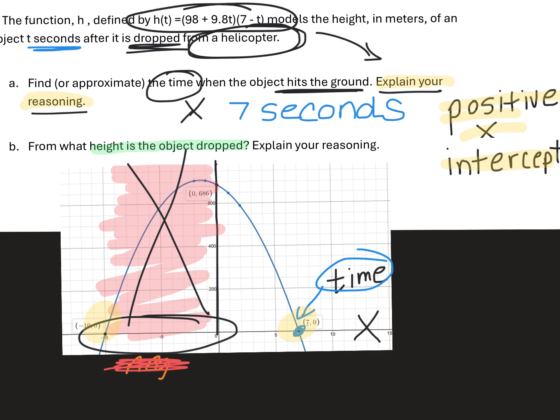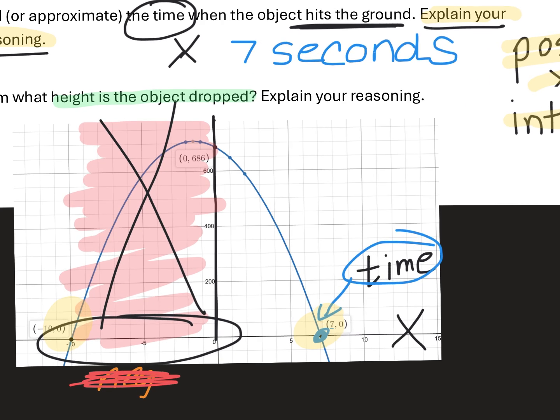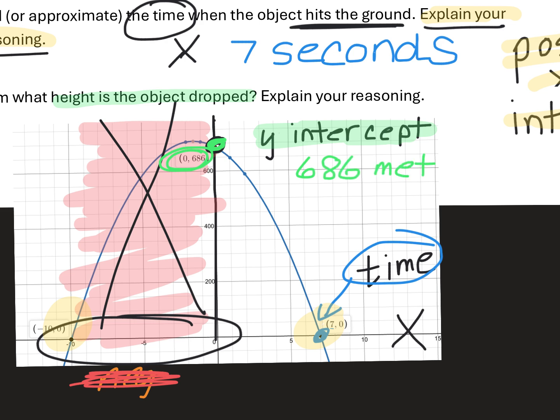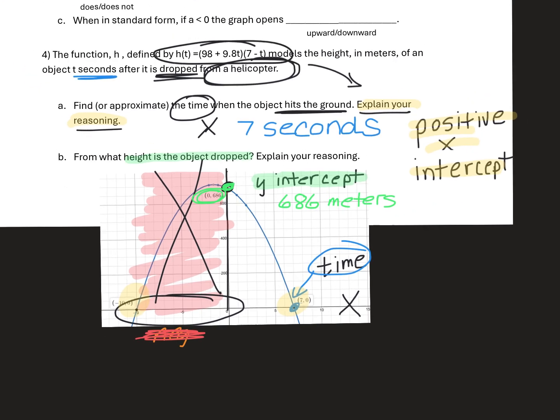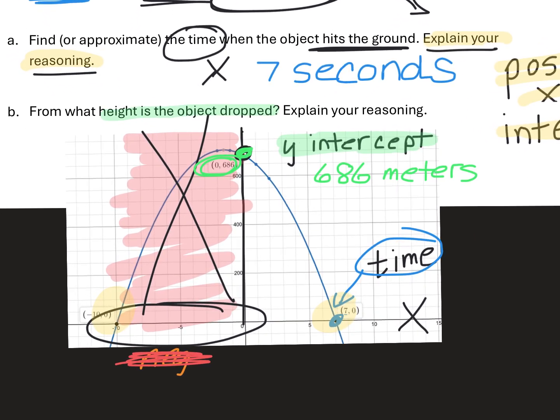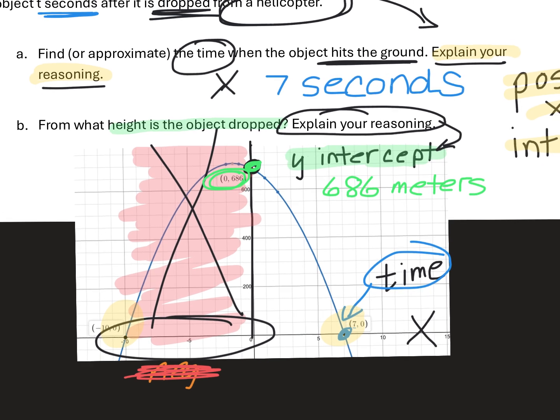What height is the object dropped? We can also see that on our graph because this is our initial height, which the math word we use for it is the y-intercept. So if I look at my y-intercept, I see the value right here is 686 meters. So that is the height that it was dropped from. And for explain your reasoning, you can just say it's the y-intercept. That is enough of an explanation for me.